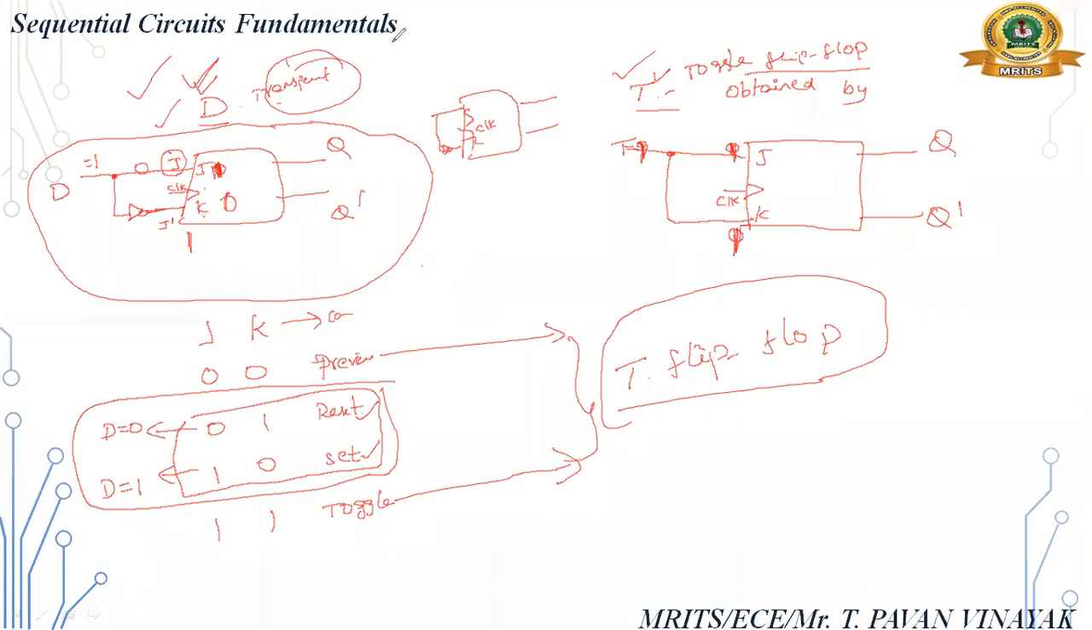Suppose in the exam they ask about the D latch. What do you have to do? Simply mention the clock as level triggering. If they ask about the T latch, simply mention the clock as level triggering instead of edge triggering. The only difference is the clock. The remaining working is the same as the flip flop.